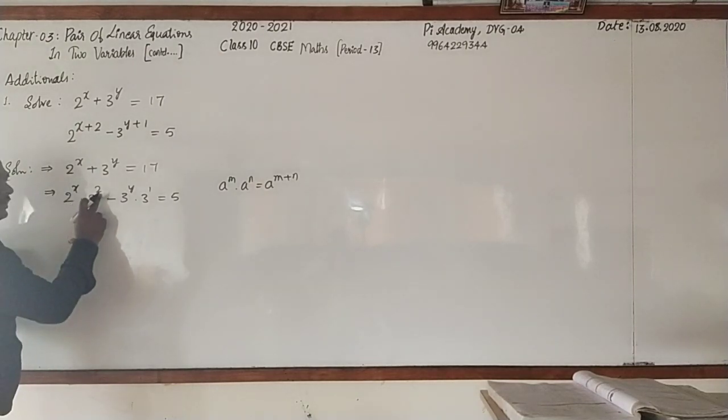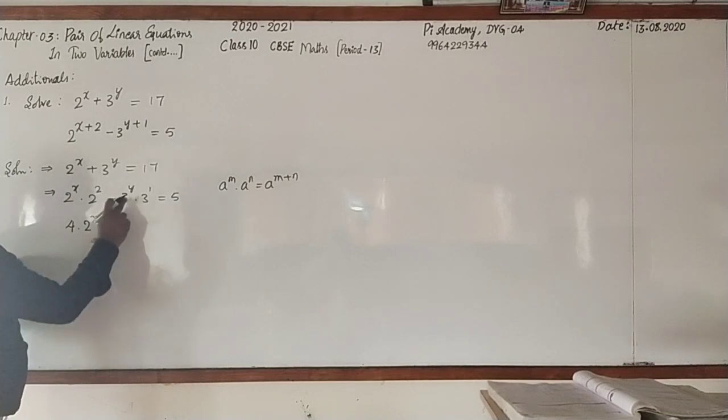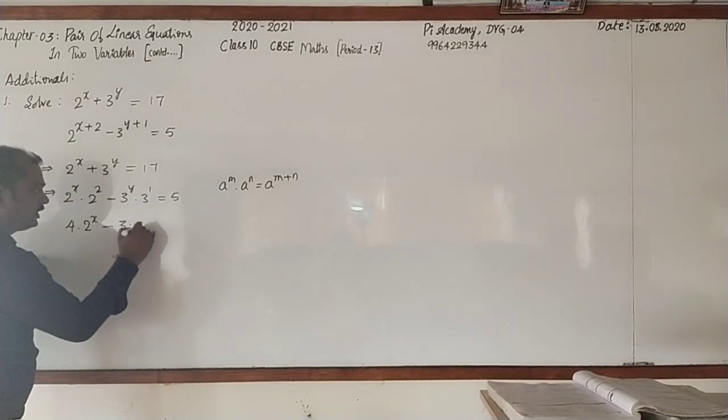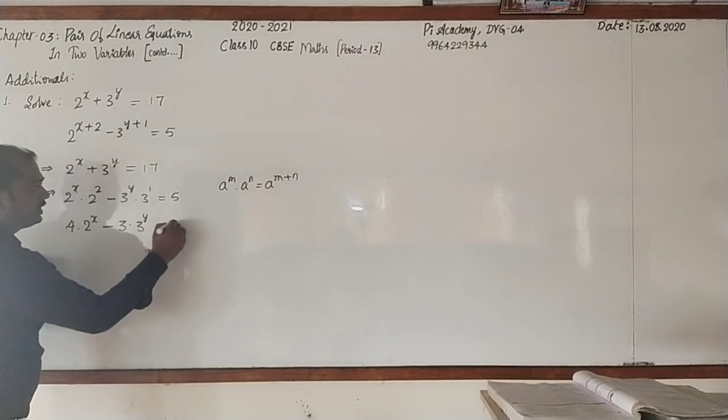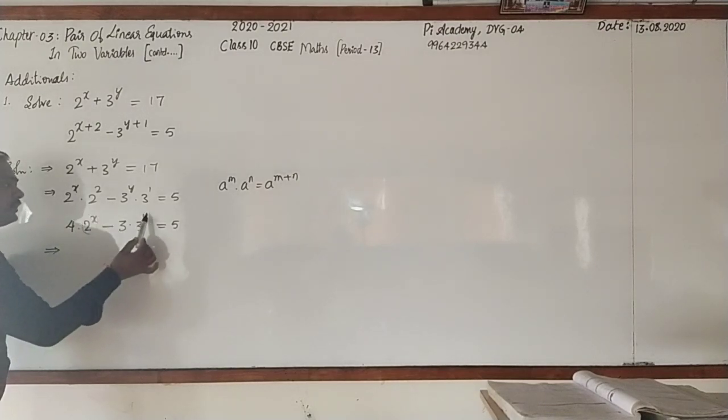Now, what is 2 square? Yes, you are right. It is 4. 4 into 2 raised to the power x. Clear? Minus. Next, 3 raised to the power 1 is 3, so 3 into 3 raised to the power y, which is equal to 5. Any doubts regarding this? Yes. Now, how do you go for solving this? Here, exponential form is there. Hence, I'll go for taking substitution for these terms.